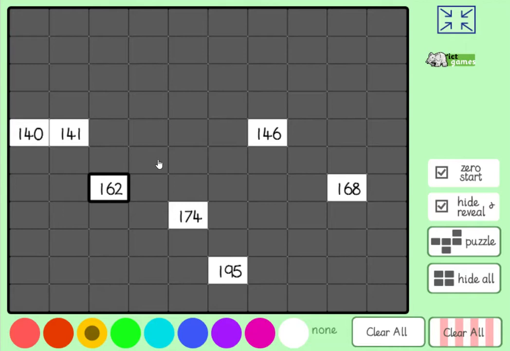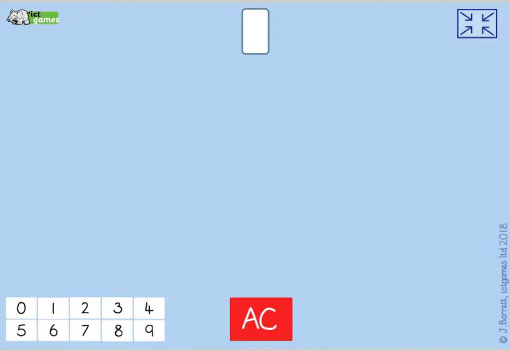Odd or even? Yeah, it's even because it's got 0, 2, 4, 6 or 8 on the end. It's got a 2 on the end. 162 has got a 2 on the end. Okay. So now let's have a look. Let's go to our next thing.